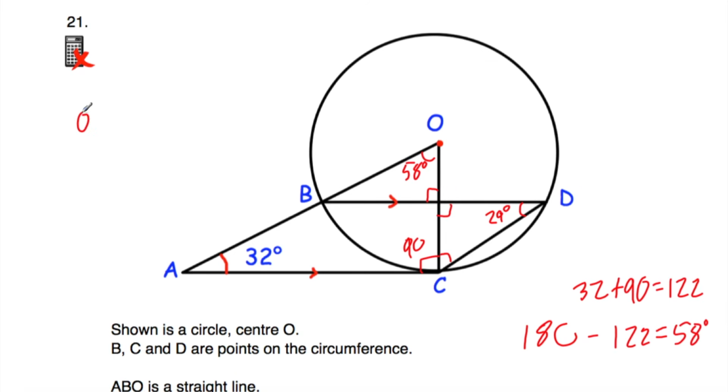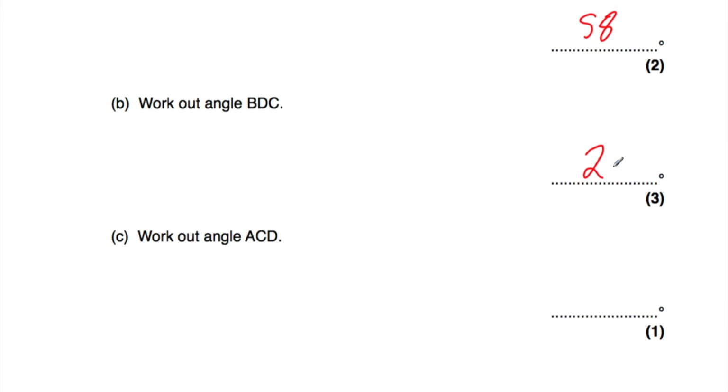So if we do 90 plus 29, that's equal to 119 degrees. And then if we take that away from 180, we can find the size of this angle. So 180 take away 119 is equal to 61. So this angle is 61 degrees. So if we want to find the size of angle ACD, which we do, we need to do 90 plus 61, and then that will tell us the size of that angle. 90 plus 61 is equal to 151 degrees. So the angle ACD is 151 degrees, and that's it.